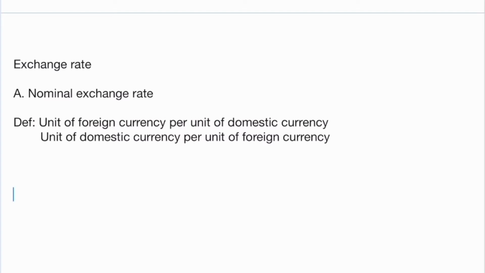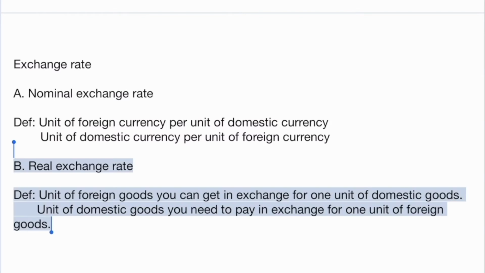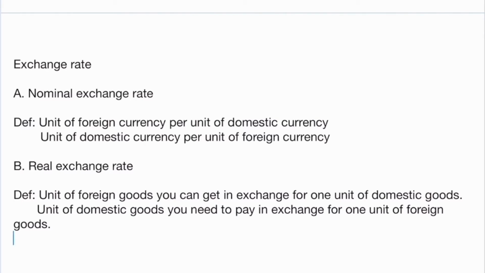Then let's look at the definition for the real exchange rate. The real exchange rate is the units of foreign goods you can get in exchange for 1 unit of domestic goods. Of course, it can also be defined in the opposite way: the units of domestic goods you need to pay in exchange for 1 unit of the foreign goods. So here, we use the concept of goods instead of currency.